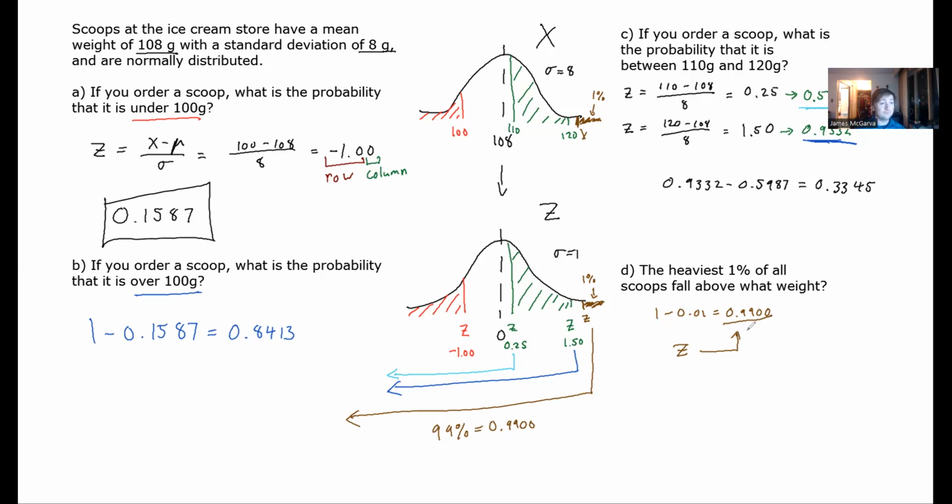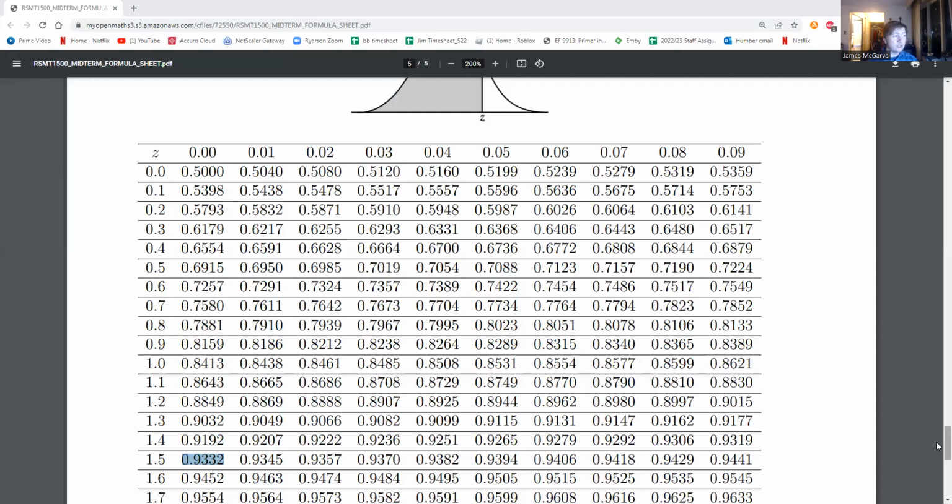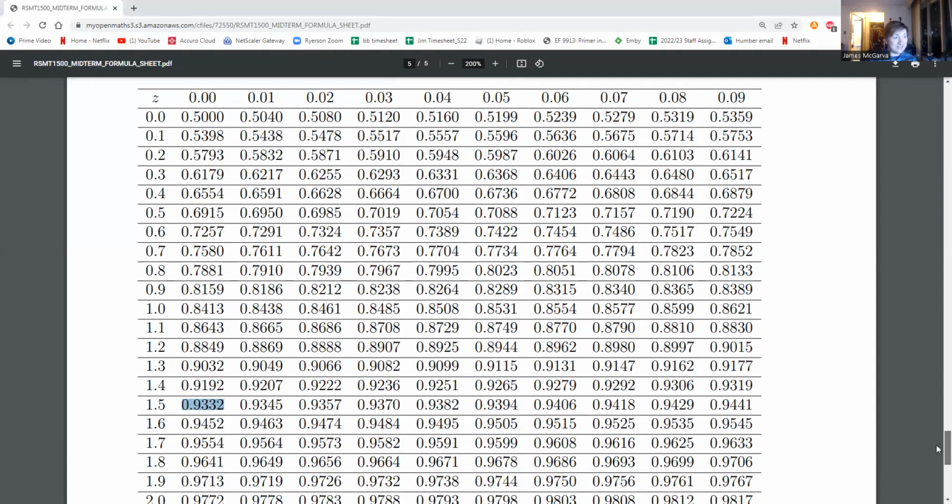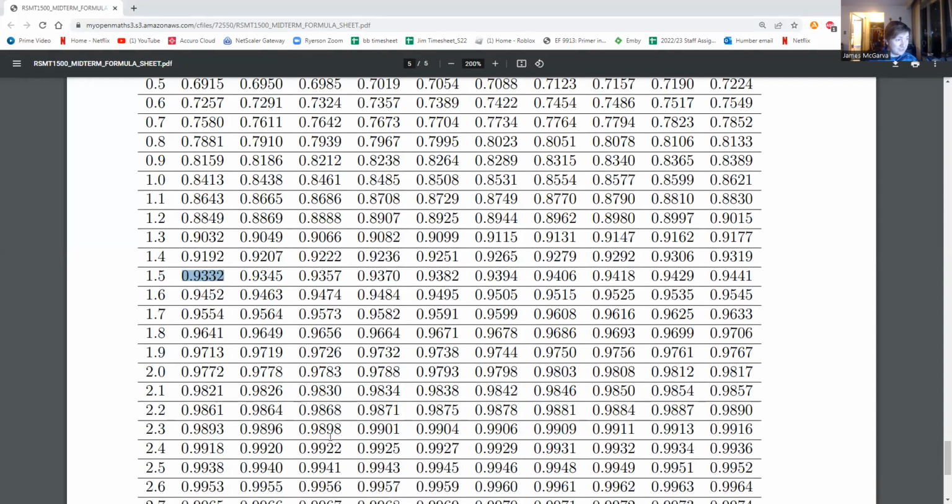Right, so we've got what z-score would give us 0.9900. So let's go to our z table. Now we're looking up 0.9900, but we're not looking up row and column. Now we're trying to find it in the table. Trying to find 0.9900, and it's not exactly here. These are the closest we can get. 0.9900 is somewhere in between these two numbers. So we just have to pick the one that's closer. And this one is just ever so slightly closer. This is the closest we're going to get to 0.9900.